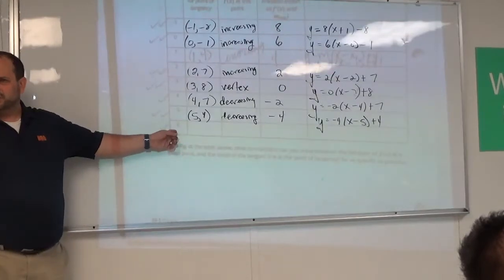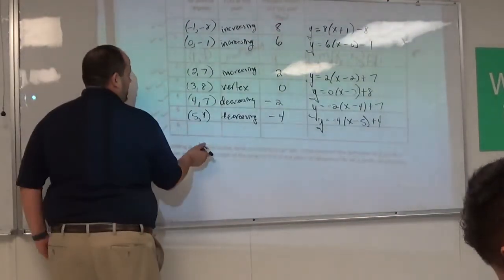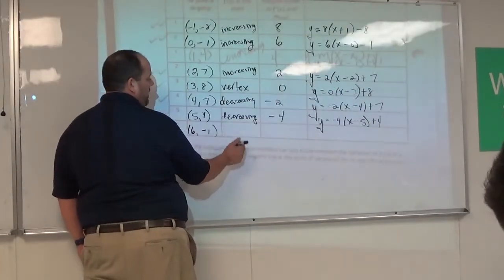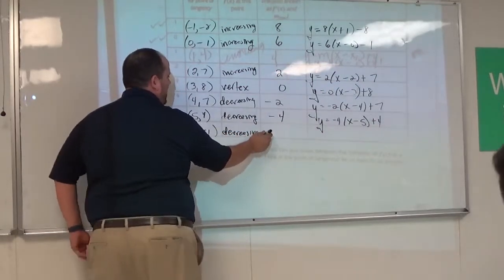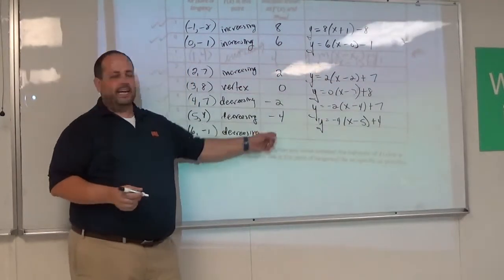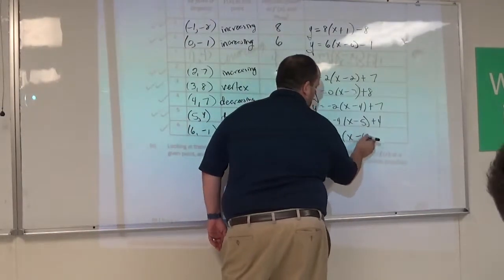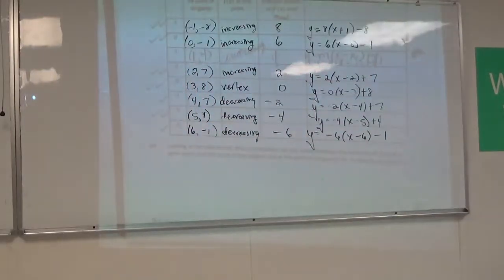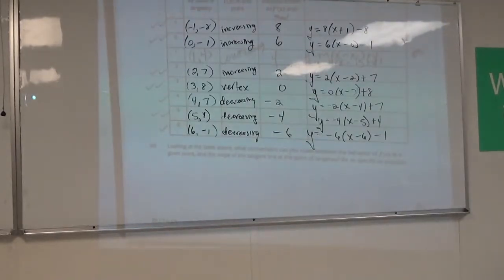Did anybody get to x equals 6? Okay. I'll give you a little nudge. 6, -1. Behavior of the graph at that point? Decreasing. Anybody want to take an educated guess for the slope of the tangent line? -6. Equation of the tangent line, -6, x minus 6 minus 1. That educated guess that almost everybody was able to instantly make is part of what I'm going after here.